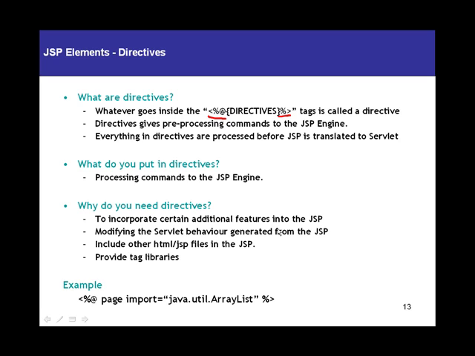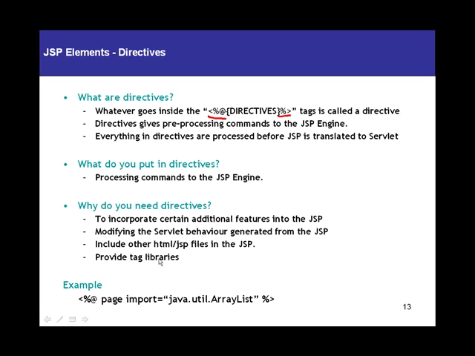We know that ultimately a JSP is translated to a servlet. So JSP in its own terms doesn't really have any meaning, right? When we are saying we are modifying something in the JSP, that means we are actually changing certain behavior in the servlet which is generated from the JSP at the end, right? And we can include certain other JSP and HTML files, and we can provide tag libraries.